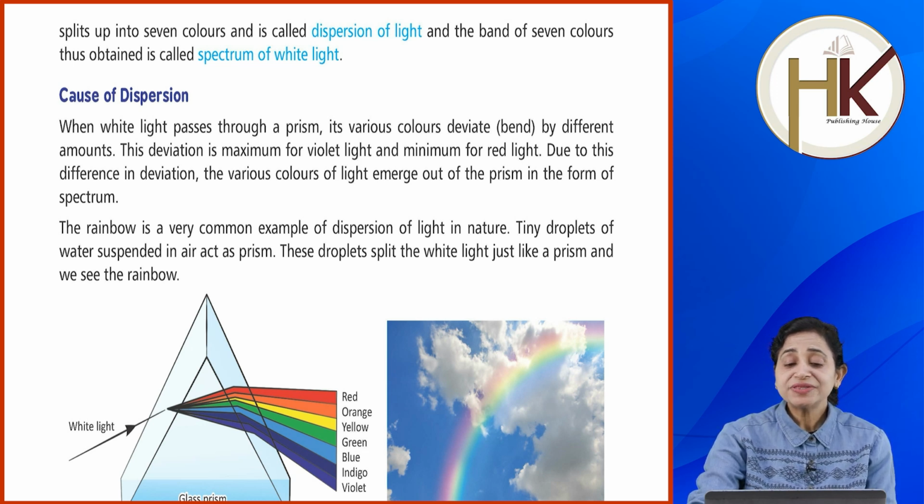Due to this difference in deviation, the various colors of light emerge out of the prism in the form of a spectrum. The rainbow is a very common example of dispersion of light in nature. Tiny droplets of water suspended in air act as prisms. These droplets split the white light just like a prism and we see the rainbow.